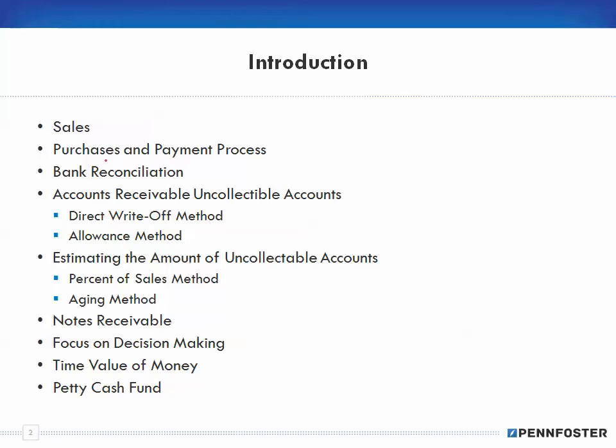All right, so just as a quick heads up, I know I'm not going to spend much time on sales. I'm not even going to spend any time on bank reconciliations, and I won't spend that much time on the time value of money. I will spend a little bit more time on the uncollectible accounts. So with that said, let me just get to it and see where we end up.